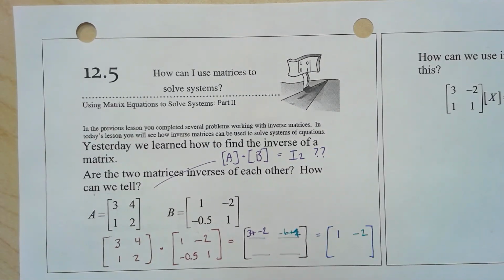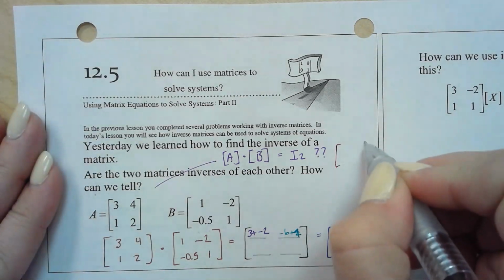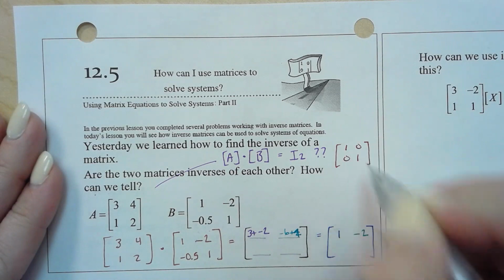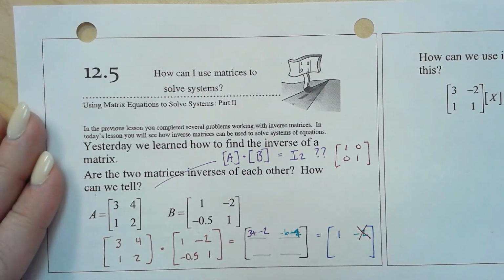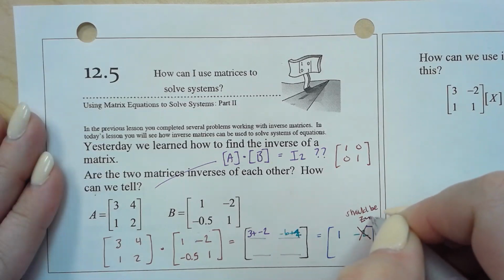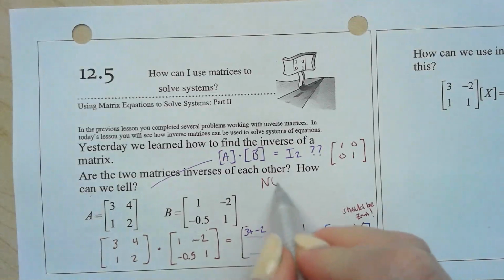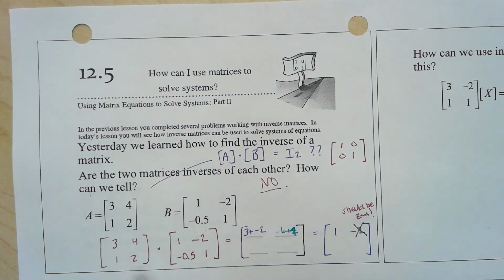Now I'm going to stop there because they can't be inverses, because remember the identity matrix goes 1, 0, 0, 1, and if I have a negative 2 there, it should be a 0. Maybe I should check my work first, but the answer is no, they are not inverses, because when we multiply them together, we can already see we're not going to get the identity matrix. So that's just bringing us back to what we were doing yesterday.